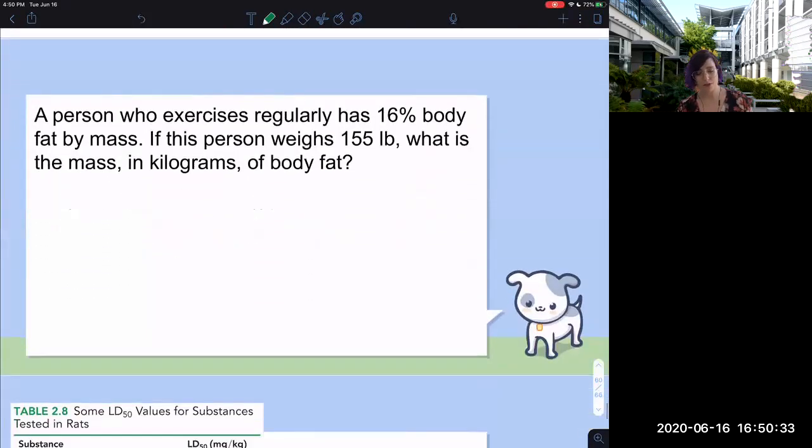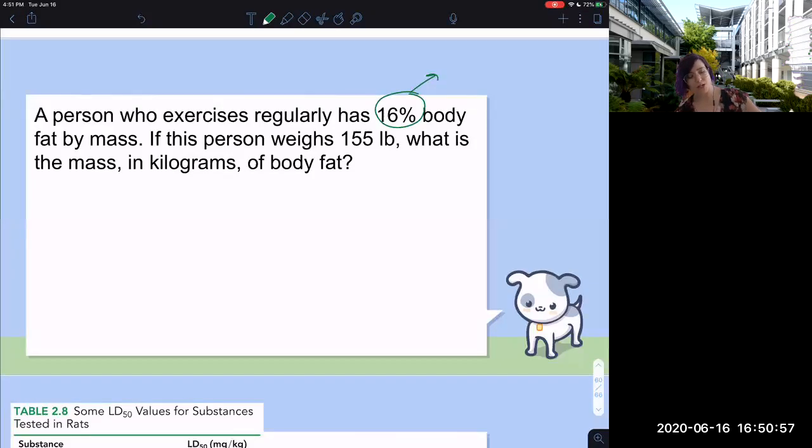Okay, let's try this one. Let's use a percent. We talked about percent earlier. Let's use it. So pause, then you can come back. A person who exercises regularly has 16% body fat by mass. If this person weighs 155 pounds, what's the mass of fat in kilograms? Now you can do this because you can do percent math, I'm sure. But I'm going to show you how to use a conversion factor because I think that's more fun. Let's turn this percent into a conversion factor.